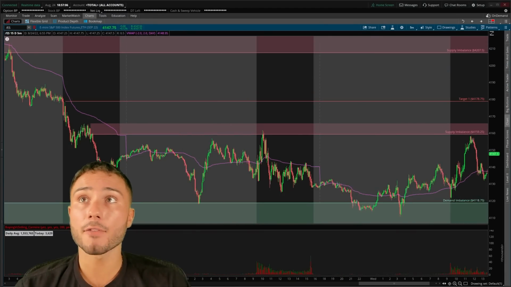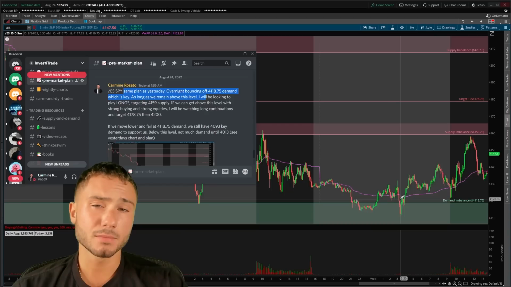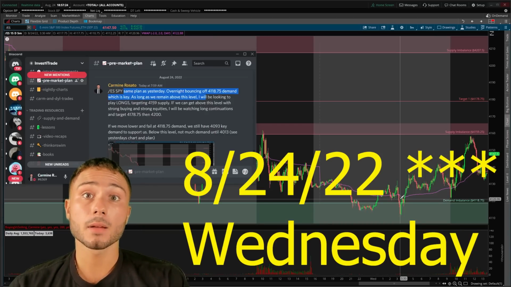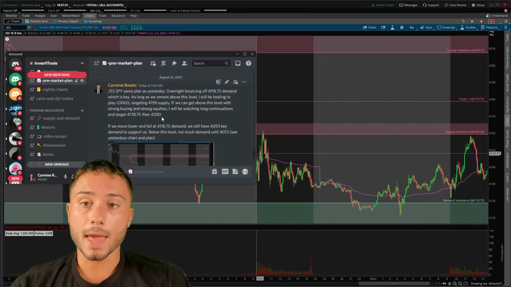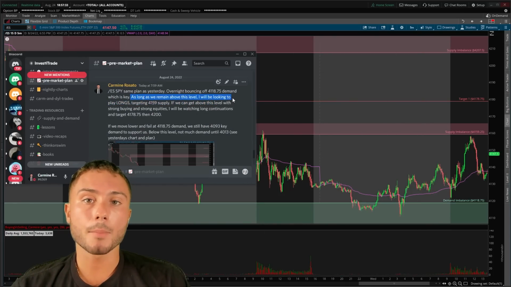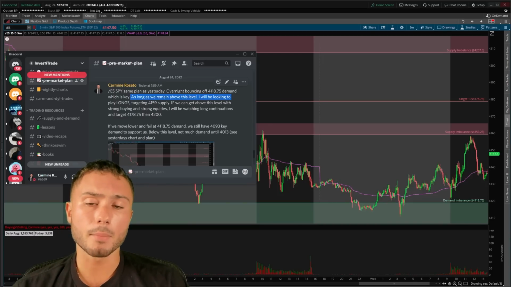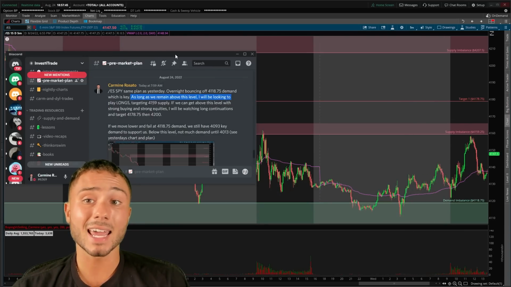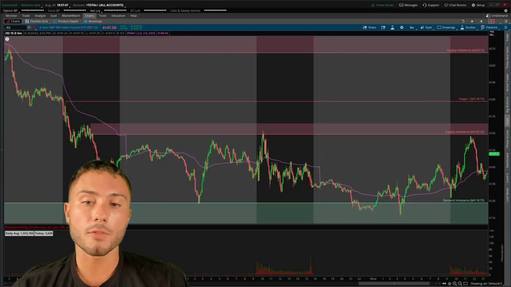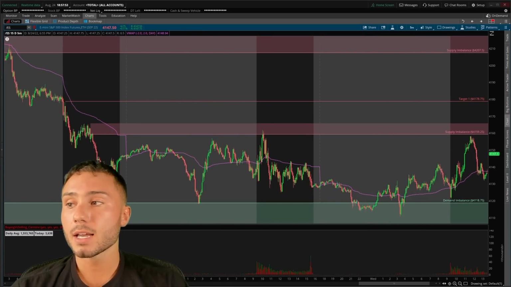So here on the S&P 500, I said the same plan as yesterday. We're watching a bounce off of the 4118 and 3/4 demand. This is on Wednesday, August 24th. Bouncing off 4118 demand, as long as we can remain above this level, I'm going to be looking for ways to play long, targeting 4159 supply. If we get above this level, we're going to get more upside continuation. But essentially, we had demand, we didn't hit demand, but since we were above this level, the same level that we bounced off the day yesterday and overnight, I was watching for ways to play the market long.